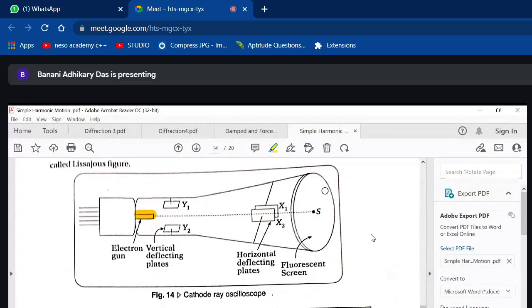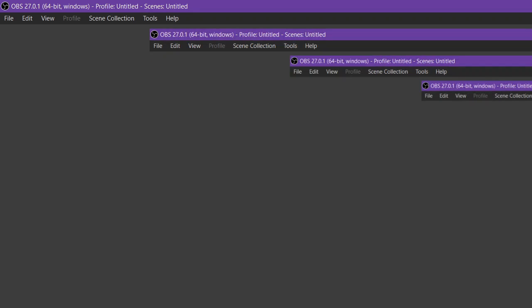Supposing you give a voltage across the Y1 or Y2 plate. This is your vertical axis. You give any voltage, say a DC voltage, across your Y1, Y2, along this direction. Then the electron will be deflected, and the point S will shift. Instead of impinging at point S, the electron will be shifted here.